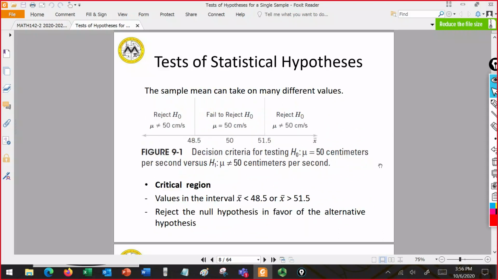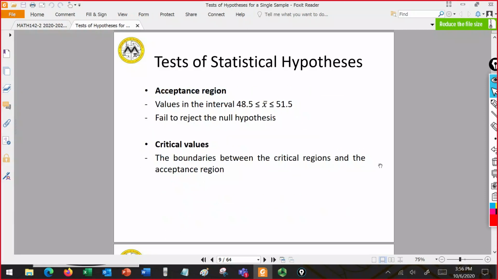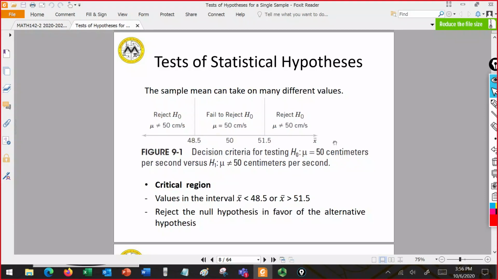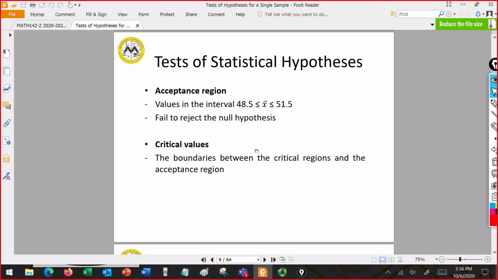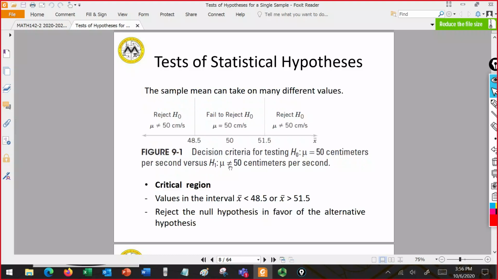And then yung binabanggit ko kanina, yung sa critical region, acceptance region. So critical region, as an illustration, these are the values in the interval or in figure 1. X bar is less than 48.5 or X bar is greater than 51.5. 48.5 and 51.5, these are called the critical values. Critical region or the rejection region, rejection of the H0 or the null hypothesis.